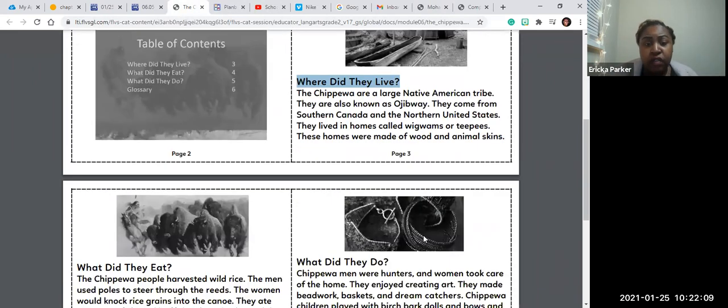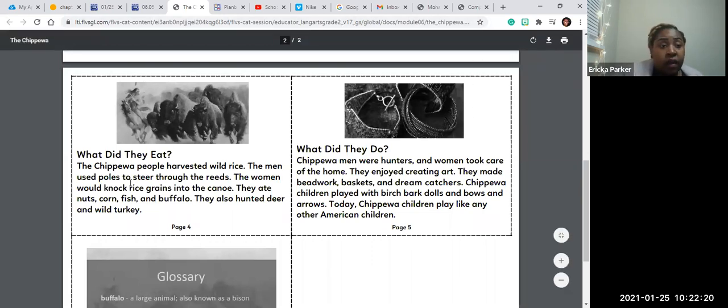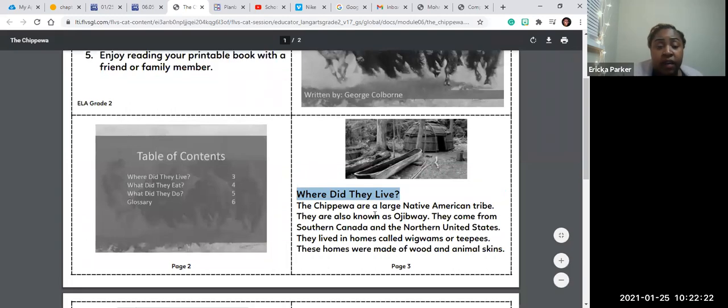Okay, what else do we know about them? I'm going to give you a chance to think about this, because we already know there's a similarity in where they live.